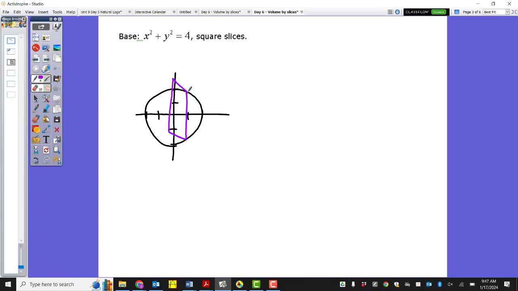Now, the first thing we need is the area of one slice. Well, area of a square is base squared. So we need to figure out what our base is. Now, a lot of people are going to say, well, it's the function. You said in the beginning, the base is that function. Well, the issue is that's not a function. If we rearrange this, we get y equals plus or minus square root of 4 minus x squared. That's not a function. What's a function is y equals square root of 4 minus x squared.